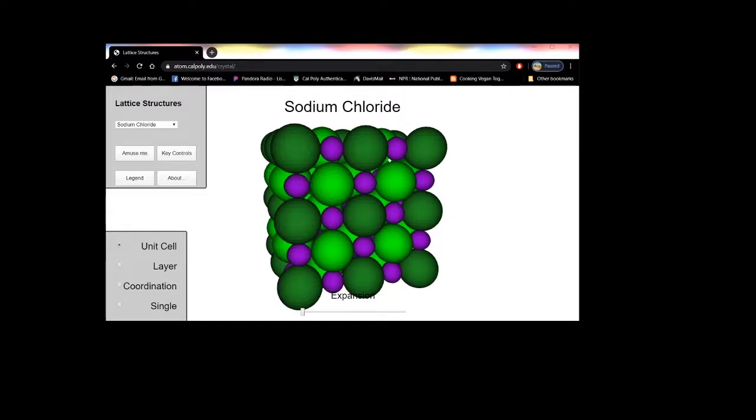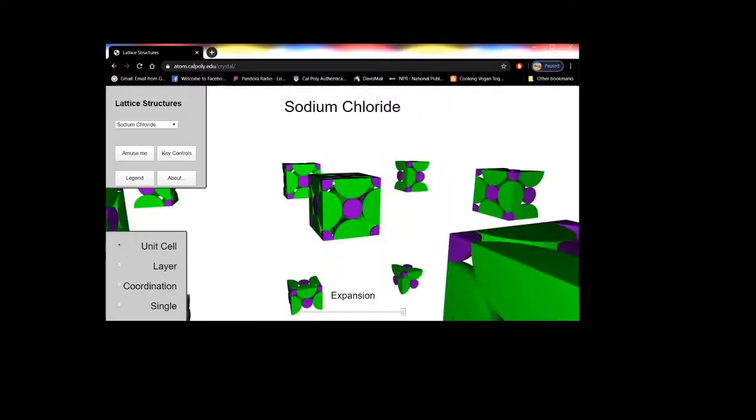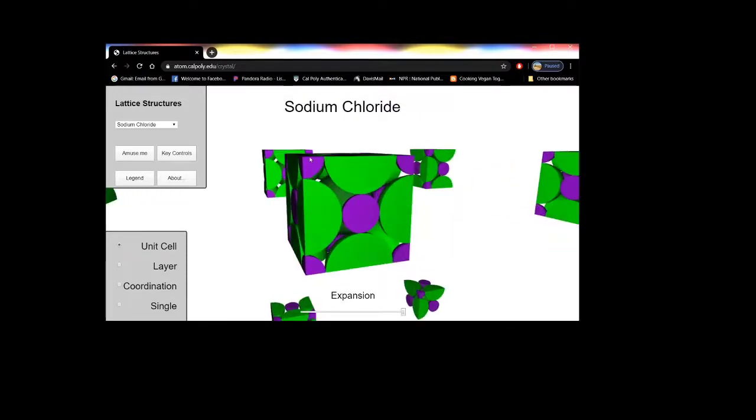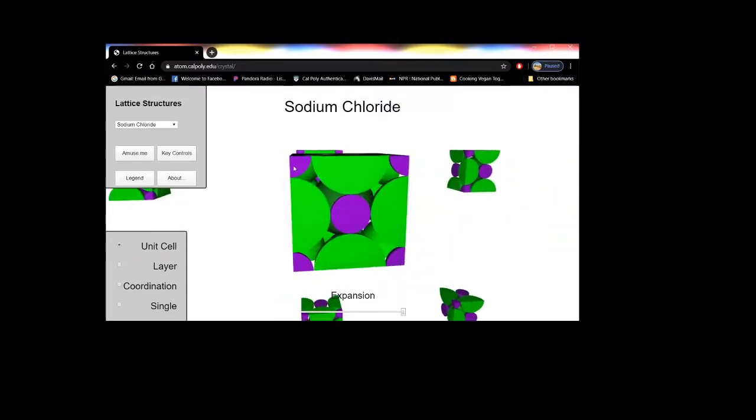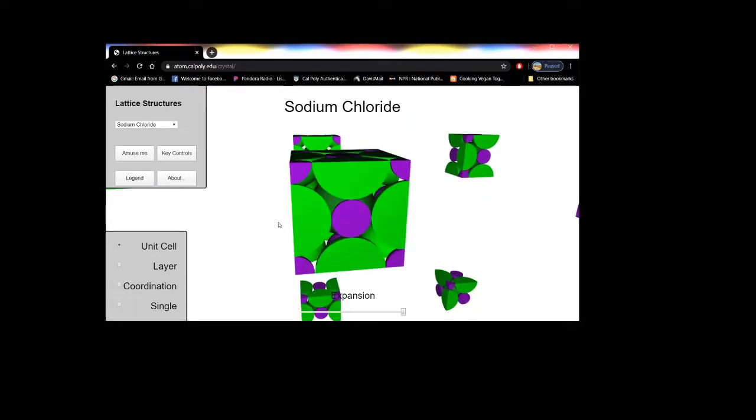So the purple atoms at the corners are going to be eighths. And we're going to end up with 1, 2, 3, 4, 5, 6, 7, 8 corners.